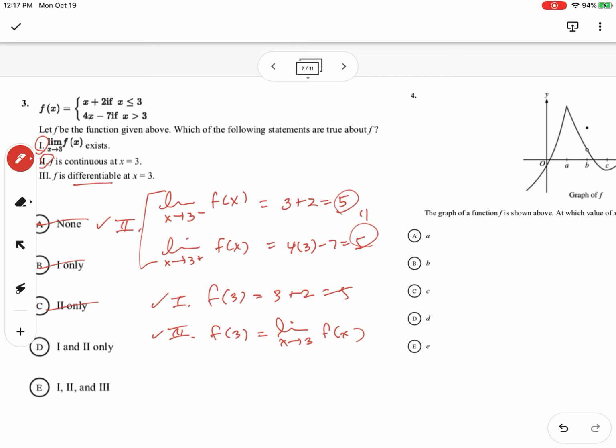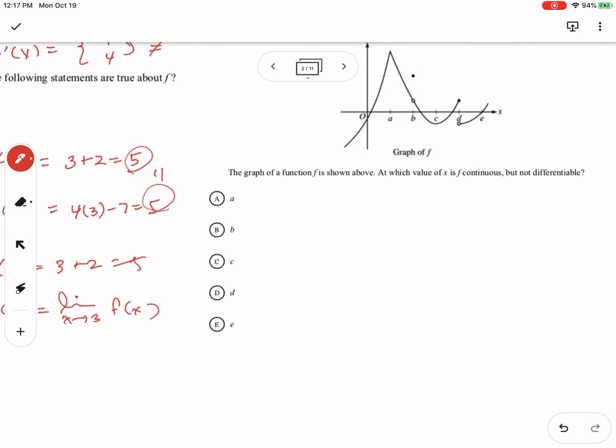Okay, so 2 is true as well. And then finally, to check number 3, with a piecewise function for differentiability, you want to take the derivative of the top and the bottom. The derivative of the top would be 1, the derivative of the bottom would be 4, and there's no x to plug it into, but we can see that they're not equal to each other, therefore it's not differentiable. So the answer would be D.